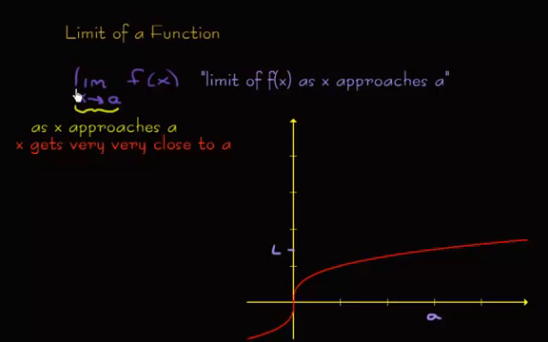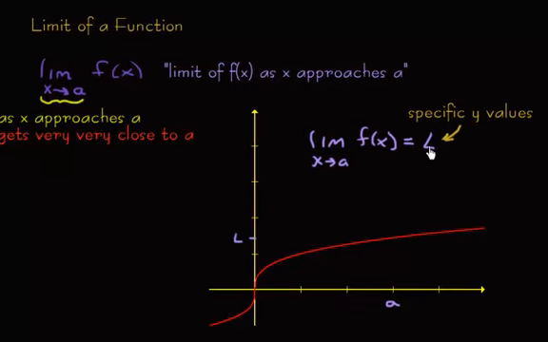Now we're not quite done with the notation up here. What we want it to say is that the limit as x approaches a of f of x equals L. Now L is going to be a specific y value on this graph. So if you take a look at this, when x is just any one of these x values down here, as x gets really, really close to a, so you're moving along this graph, when you get really, really close to a, what it's saying is that the y values should get really, really close to L.